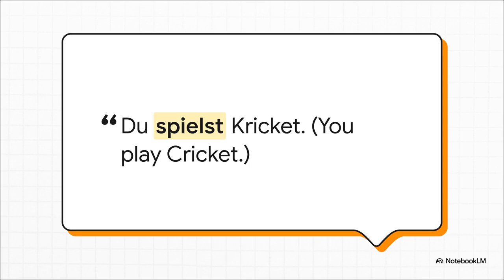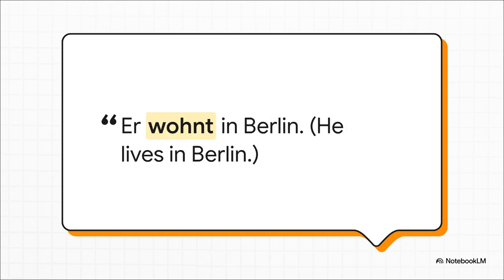Let's try another one. To say you play cricket to your friend, you'd start with du. The verb to play is spielen, so the root is spiel. The ending for du is st. You put it all together. Du spielst cricket. Perfect. How about he lives in Berlin? Well, the subject is er. The verb wohnen gives us the root wohn. You just add the t ending for er and you get wohnt. Er wohnt in Berlin. See? The pattern just keeps on working.